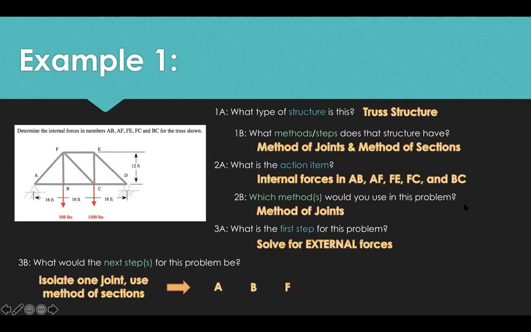Anyone else? I was wondering, at point D, is that a roller? Yes. The truss can slide left and right, and it could rotate, but it can't move up and down. So your only reaction would be a vertical reaction. Good question. Anyone else? If not, I'm going to move to the next problem.